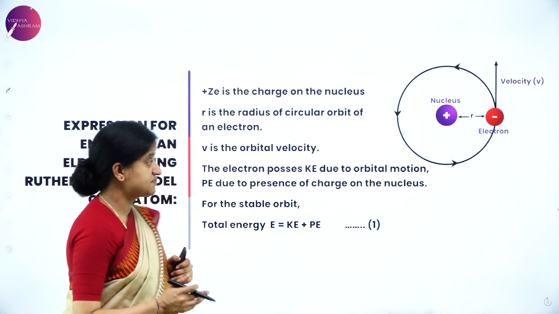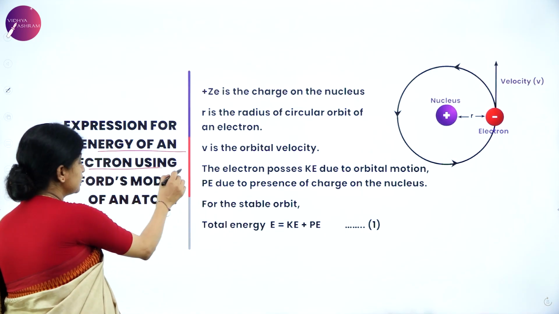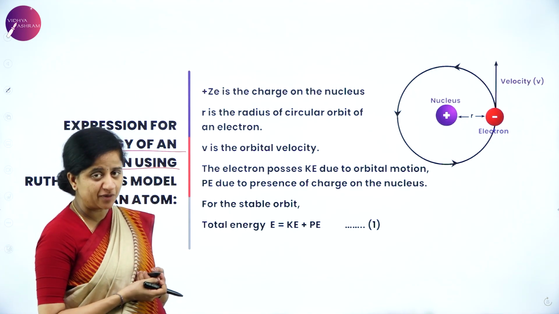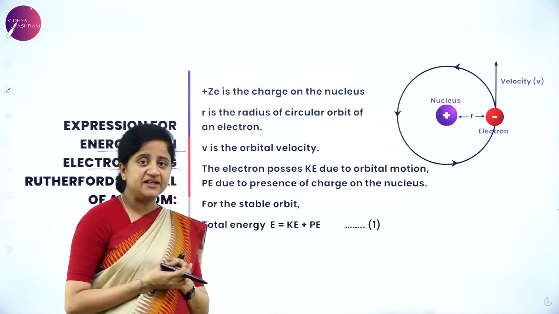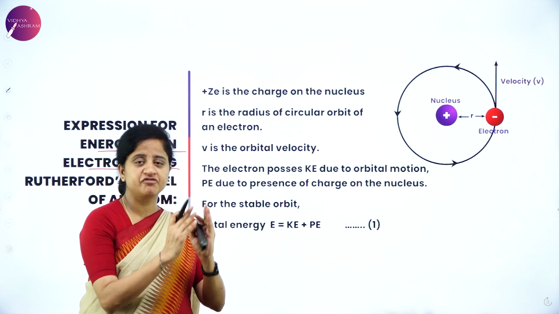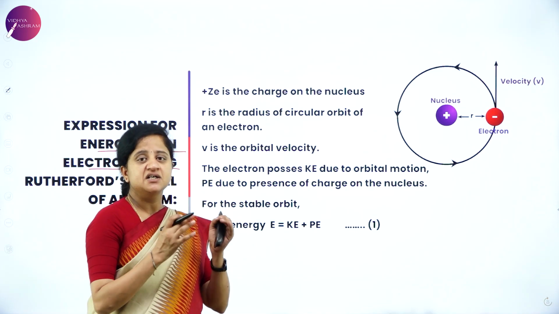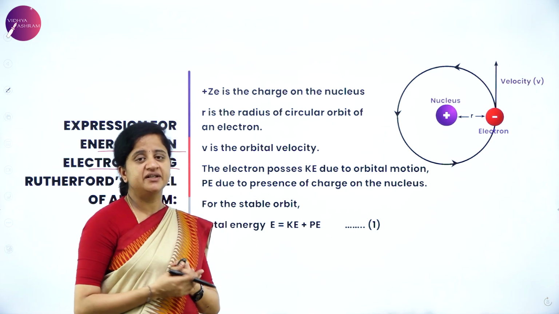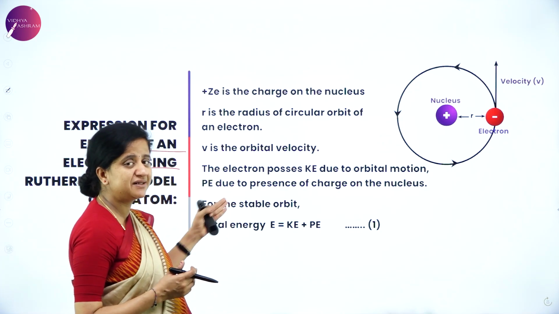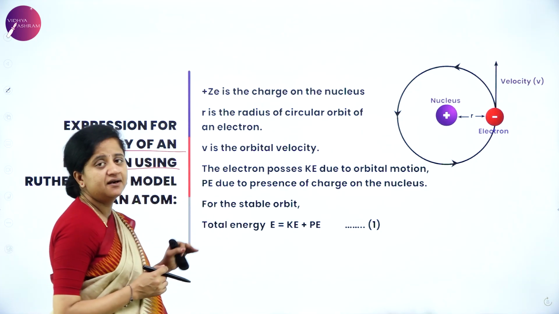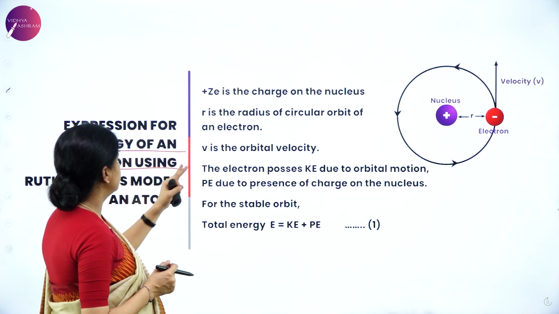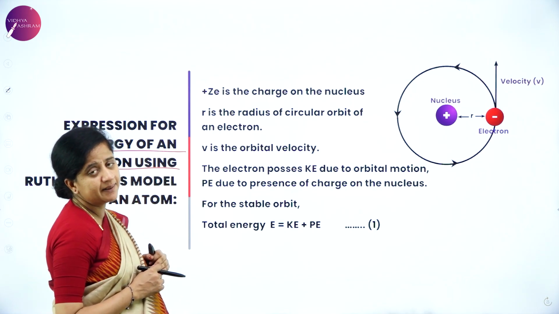Let us now derive an expression for the energy of an electron using Rutherford's atomic model. To find the total energy of anything, we use the concepts of kinetic energy and potential energy. By taking the sum of these two, we can find the total energy, and we are following the same method here in finding the energy of an electron using Rutherford's atomic model.